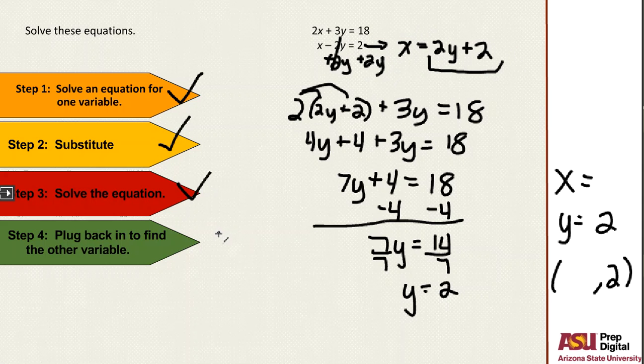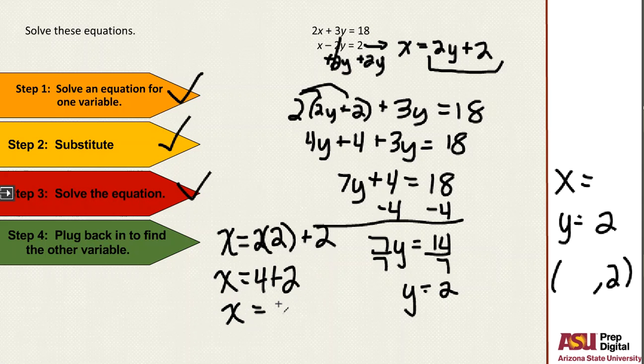And here's the reason why. I want to know what x is, and that one's solved for x. So x equals 2 times y plus 2. Well, I just found that y is equal to 2, so I'm going to plug that in. And I get x equals 4 plus 2, so x is equal to 6. So there's my final answer, 6 comma 2.